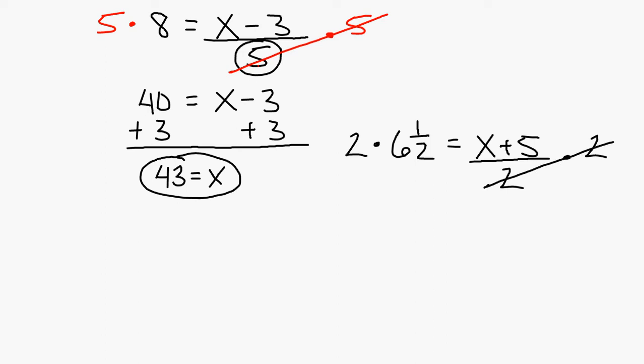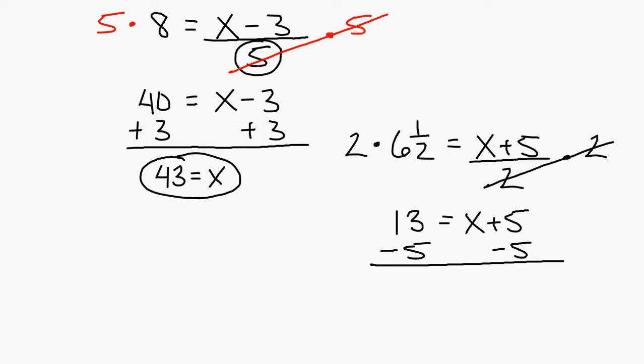And 6 1/2 in those calculators, that's 6, fraction button, 1, fraction button, 2. So 6.5 times 2, 13, is equal to x plus 5. And then you can subtract 5 from each side. So 13 minus 5, 8 is equal to x.